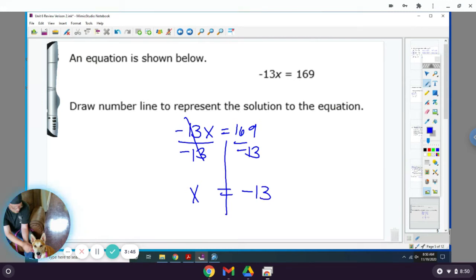So now if you're going to do a number line, you can draw a number line. So this will be negative 14, negative 13, negative 12. Then you would just put a nice solid dot above negative 13 because that is the answer. And it doesn't go left or right because an equation is just one solution.